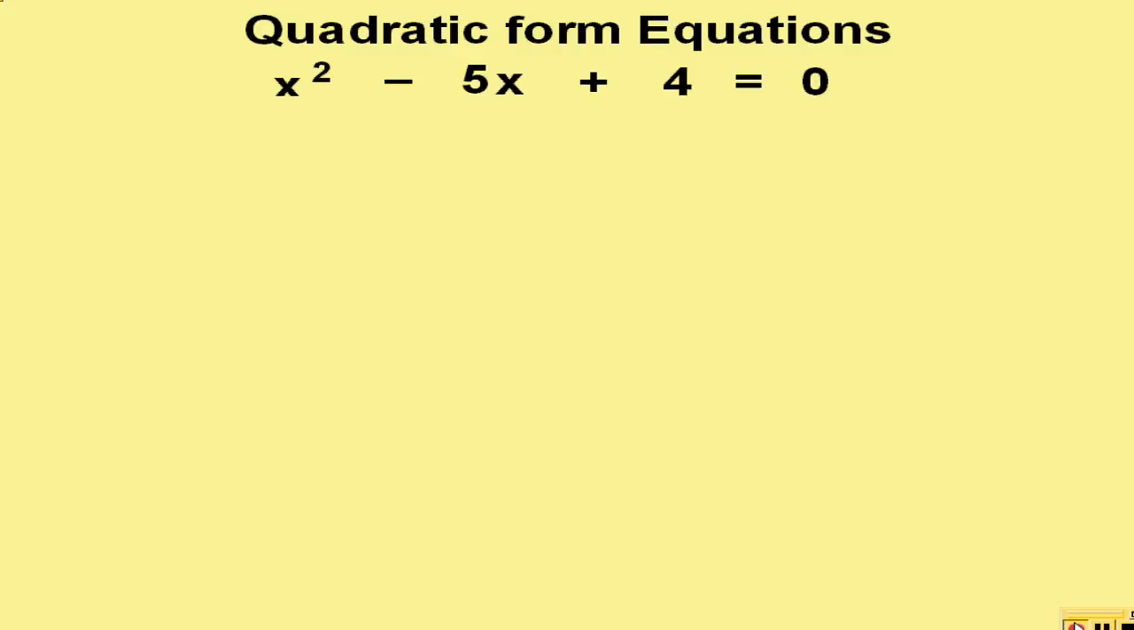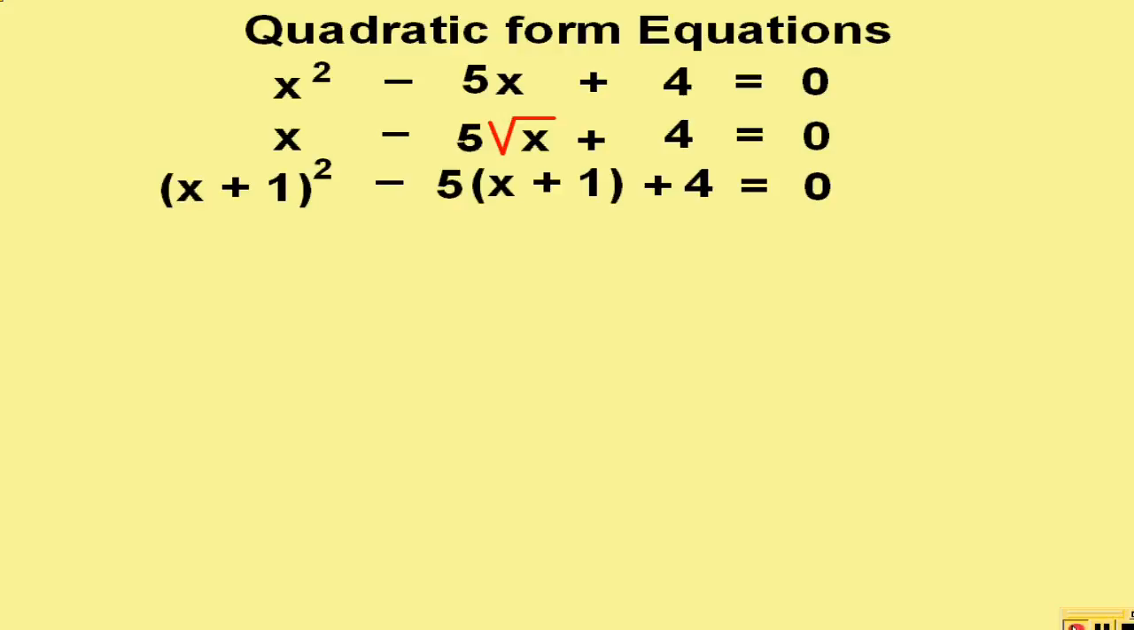Here are some examples. The middle here is being squared here. This, however, will be simplified to be just x, because the square root of x squared is x. So this equation is a quadratic form equation. Here is another where the x plus 1 in the middle is being squared in the front.